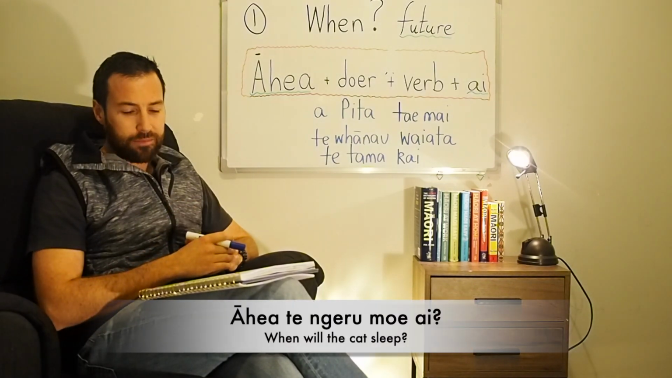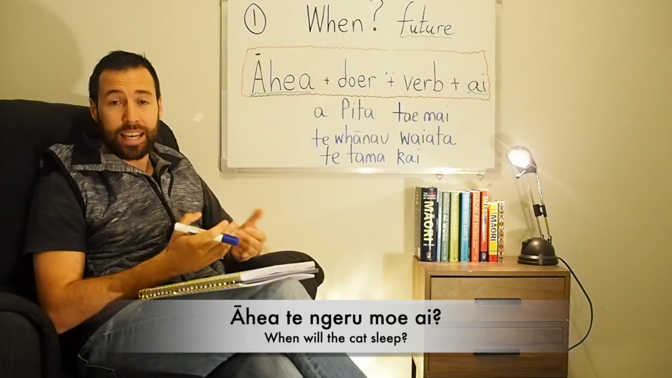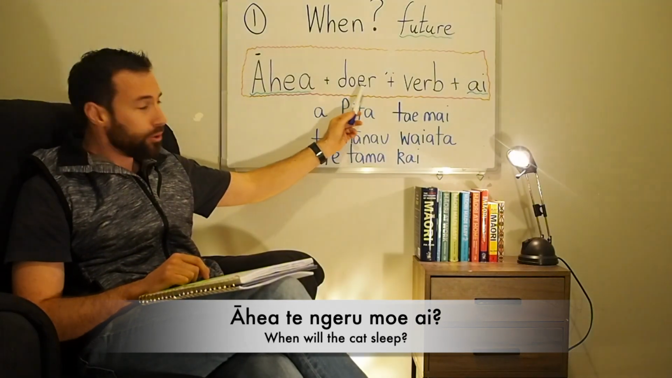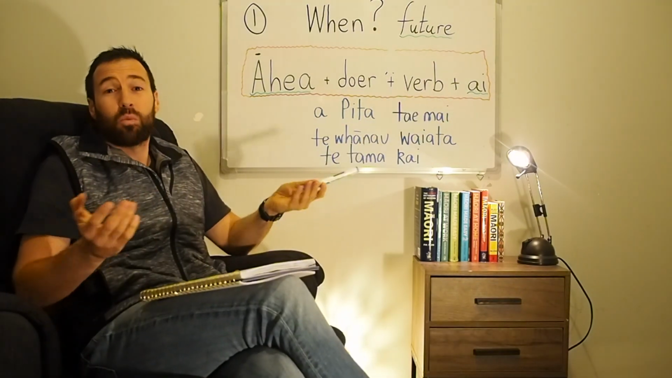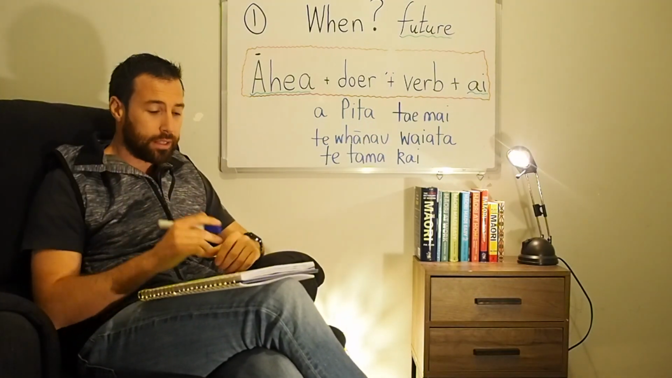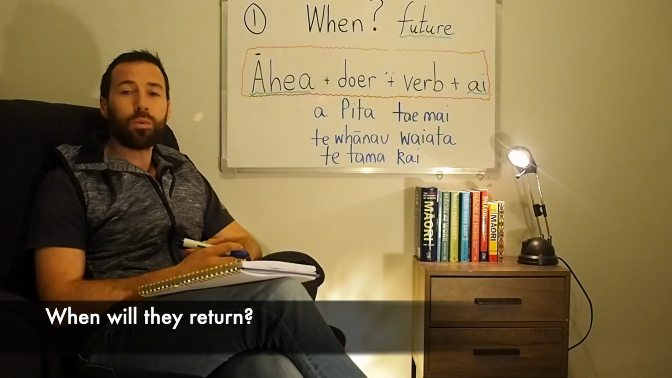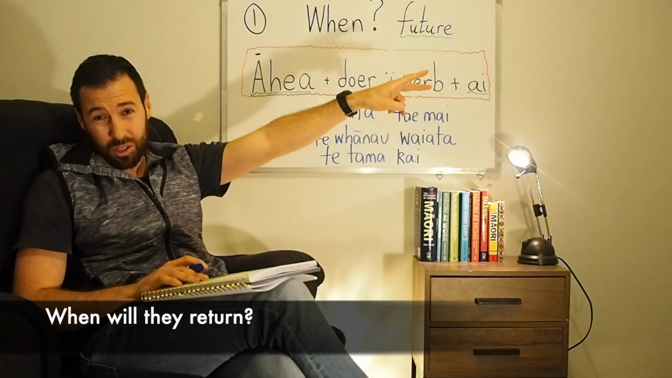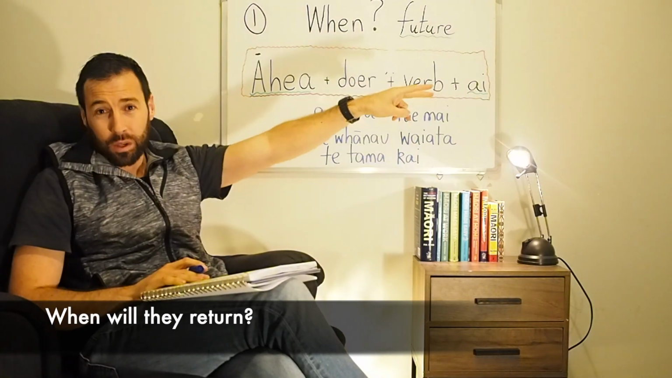Righto, did you get "Ahea te ngeru moi ai?" "Ahea te ngeru moi ai?" When will the cat sleep? What about our second example? When will they return? They being those two randoms over there, if I'm looking at you. When will they return?